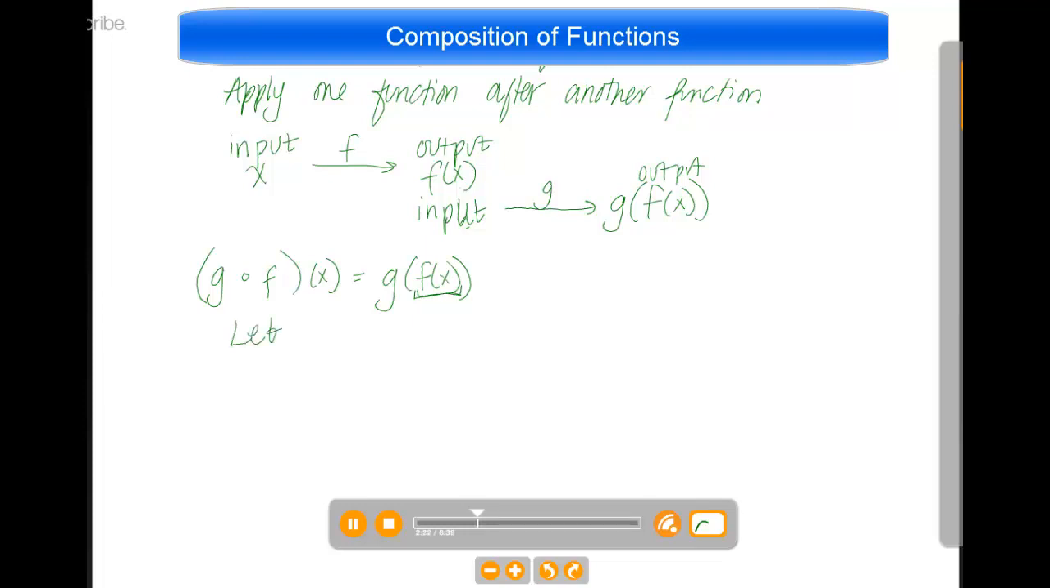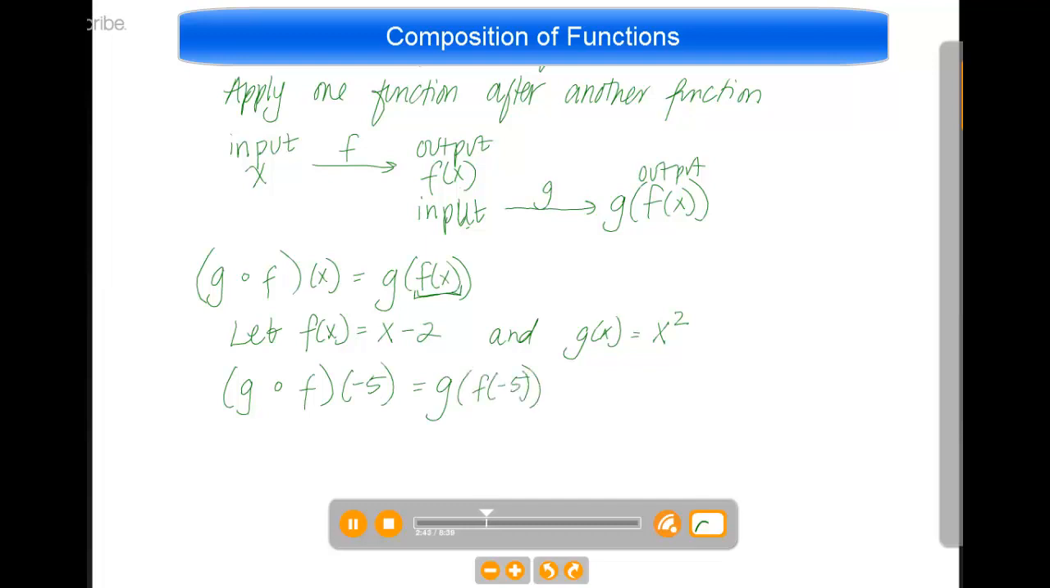How about f of x being x minus 2, and let's let g of x be x squared. And let's say we want g of f of negative 5. Well, first, I like seeing it in this notation. A little bit easier for me because I can see which function we're working with first. We're working with f of negative 5 first. Okay, f of negative 5 says take negative 5 and subtract 2. That's what our function rule is. Negative 5 minus 2 is negative 7.